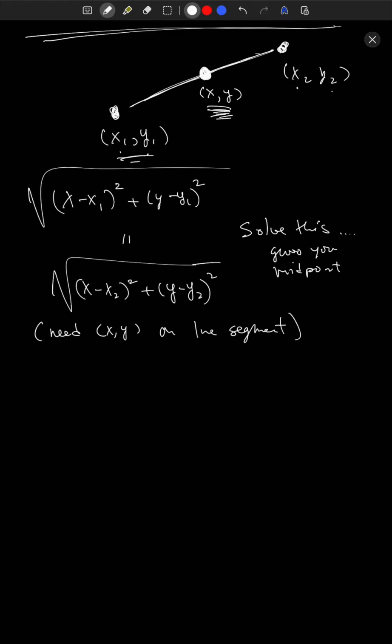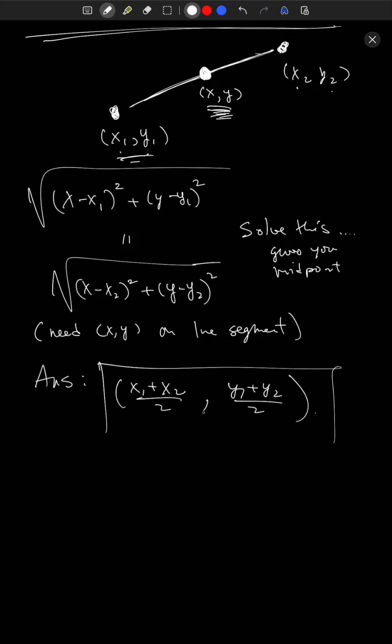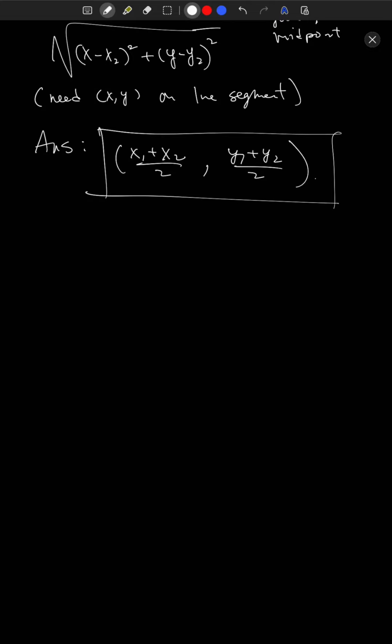So there's actually a shortcut to understand the midpoint of a line segment. The answer is x1 plus x2 over 2, comma y1 plus y2 over 2. How do I know this? Well, if you think about the midpoint, let me draw a picture again down here: x1, y1, x2, y2. We're looking for this midpoint.